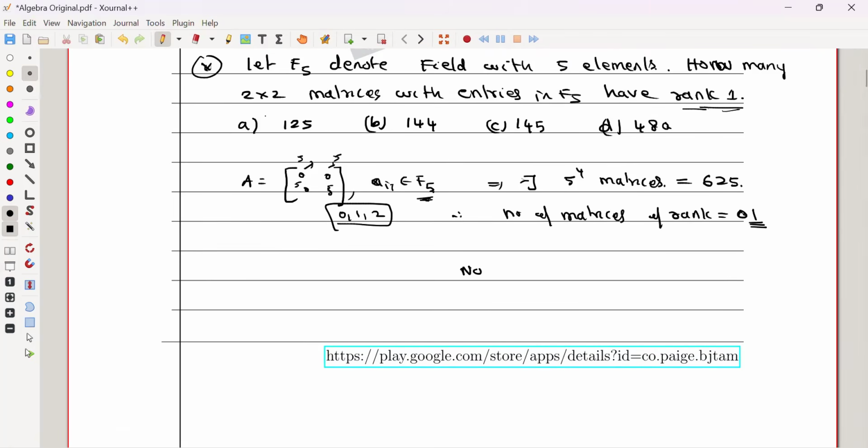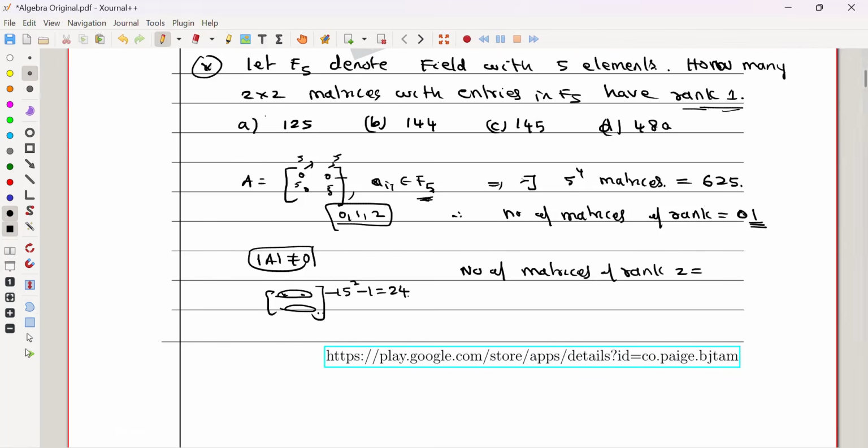So the number of matrices with full rank, that means rank 2, which is equal to, rank 2 means the determinant of A is not equal to 0, sir. That means the rows or columns are linearly independent. So this is the first row, and this is the second row. How many choices are there for the first row, sir? So there are 5 square choices. If we remove the 0 element, 5 square minus 1 are nonzero vectors, right? So there are 24 nonzero vectors, right sir?